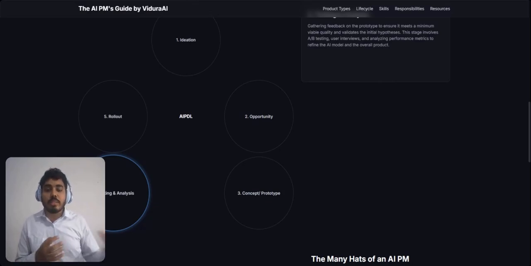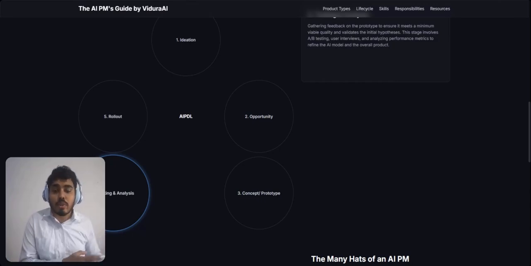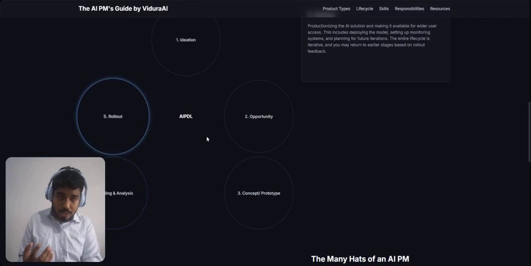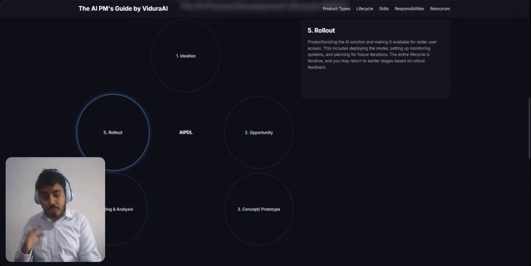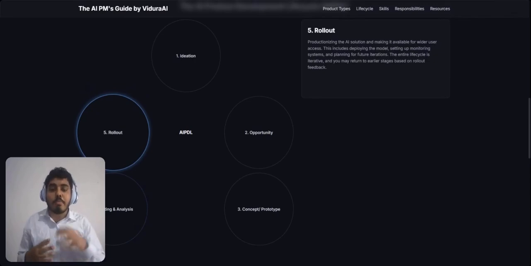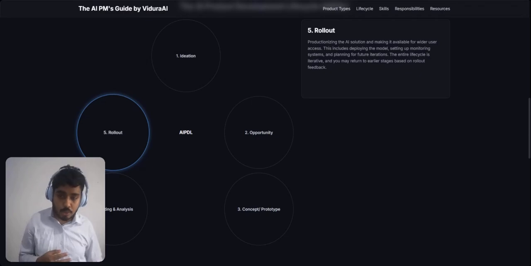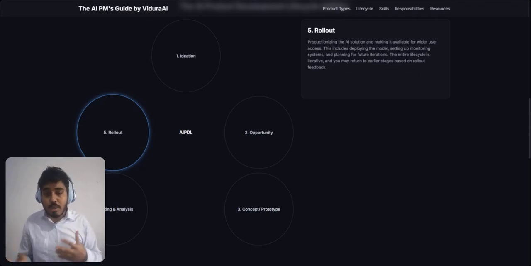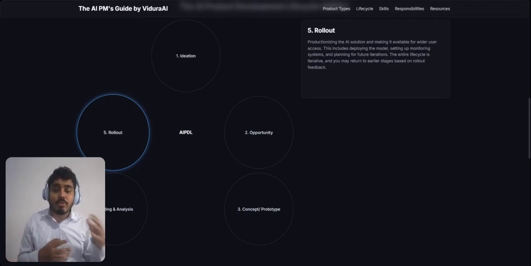So this stage involves A/B testing, user interviews, and analyzing performance metrics to refine our AI model and overall product experience. Then finally, we move into the rollout stage. So the rollout stage, as mentioned here, is where we take our AI solution and make it available for wider user access. So this includes deploying the model, setting up monitoring systems, and planning for future iterations.